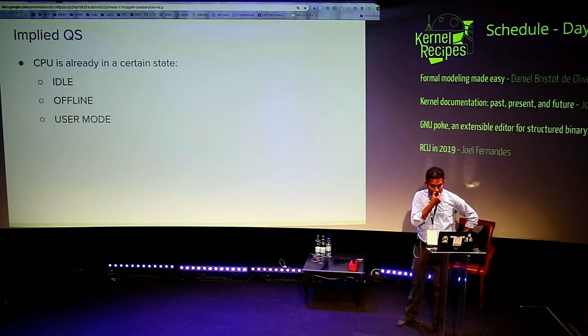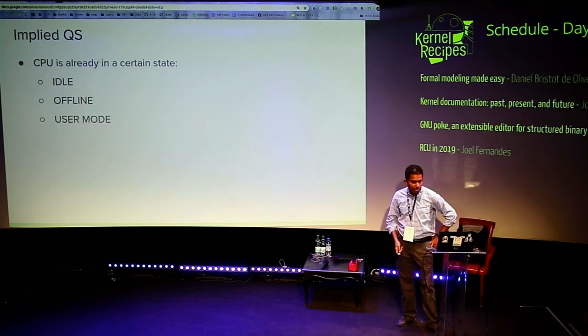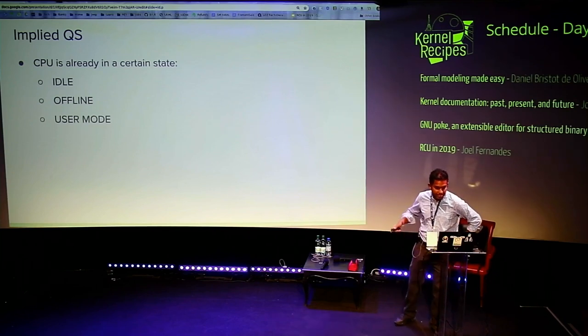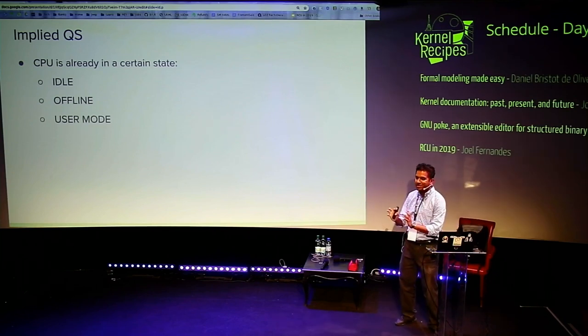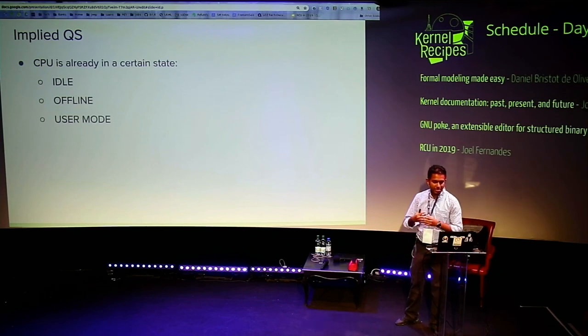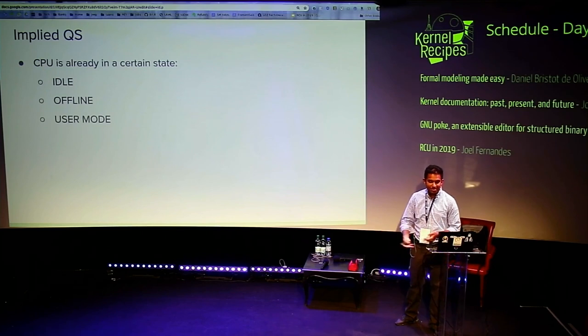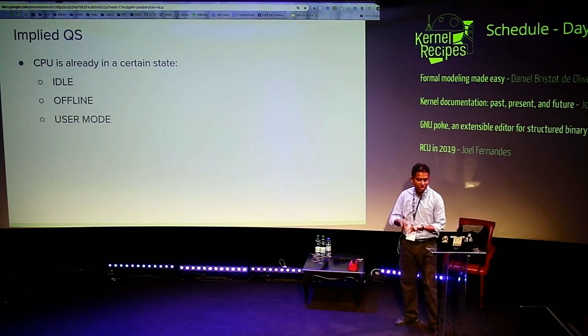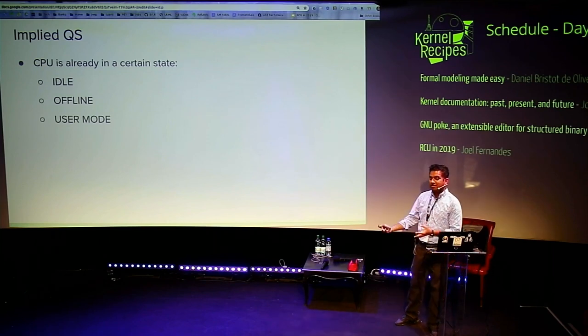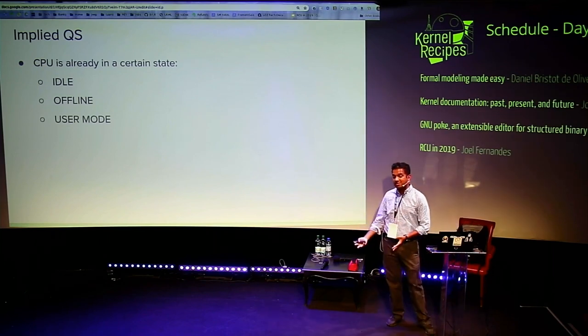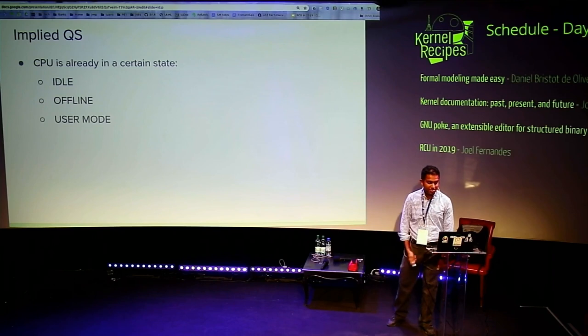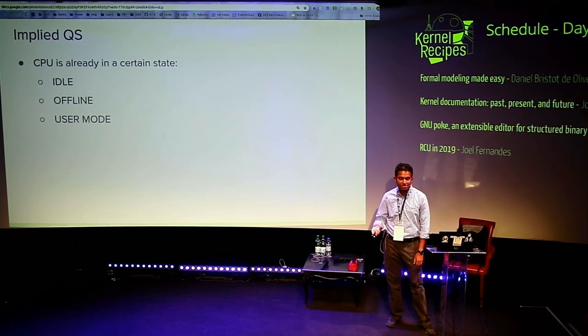So let's go through what the different types of quiescent states are. You have the implied quiescent state, which is essentially that CPUs are in a certain state, so that implies that they're in a quiescent state. You have idle CPUs, offline CPUs, CPUs in user mode. These are CPUs that cannot possibly be executing an RCU reader section in the kernel because they're not in kernel mode.